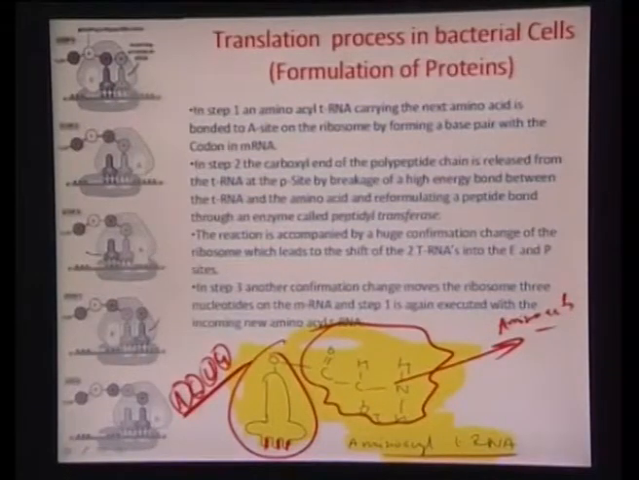So, in step 1, as you can see here in this particular figure, the amino acyl tRNA carrying the next amino acid is bonded to the A site first. So, this is the A site here. You can consider this as the A site. Let me illustrate this a little more clearly. This is the A site. This particular transfer RNA is essentially with the 3 groups here, and it bonds over 3 different base pairs on the mRNA.